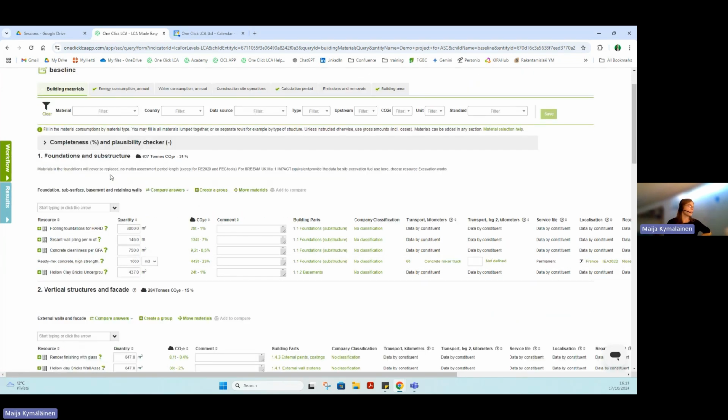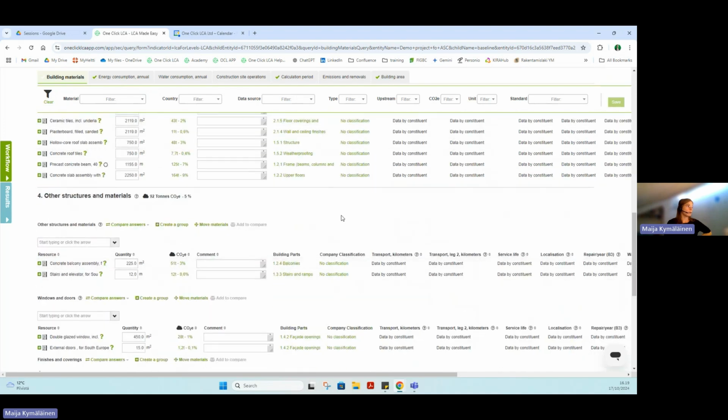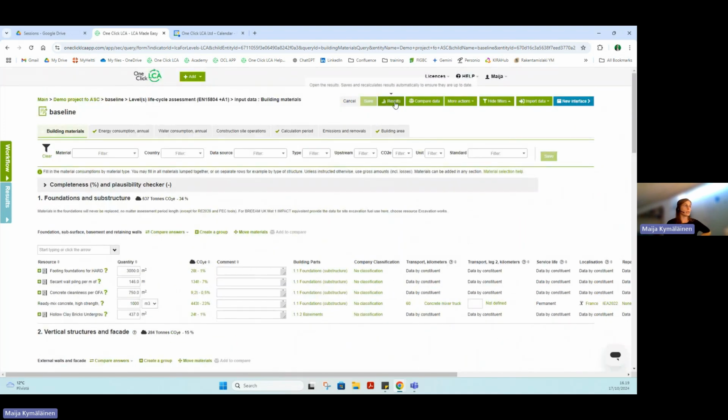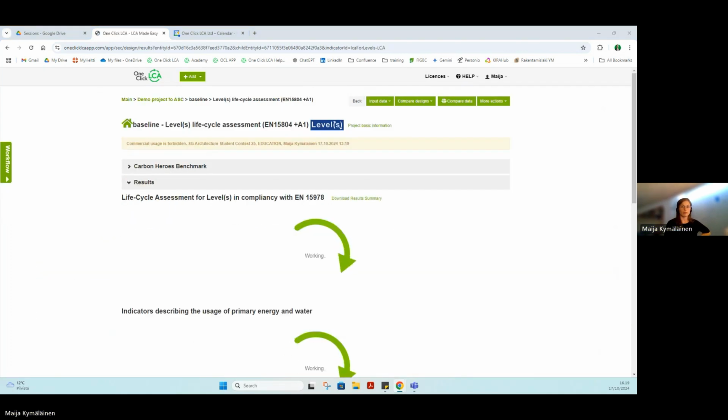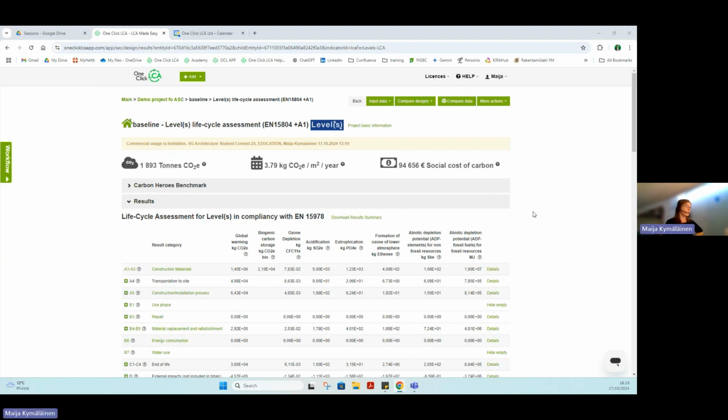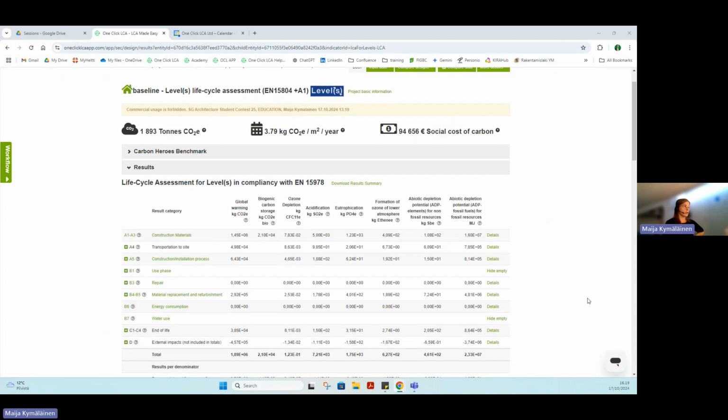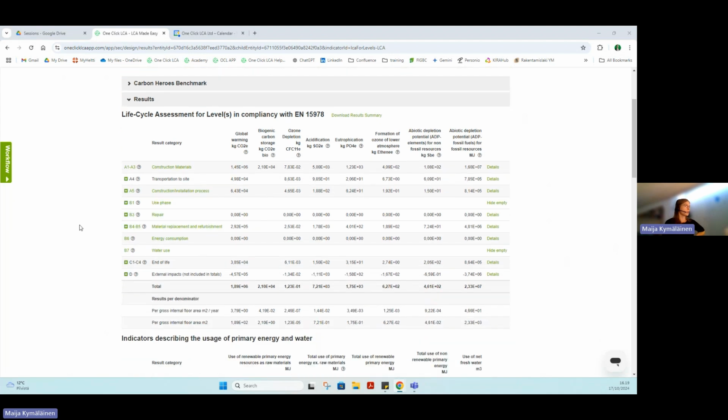Now that we have a full design, we can go and check out the results, what it would actually look like. And this is our results page for levels plus A1. So these are all the different impact categories that we have for the levels tool.